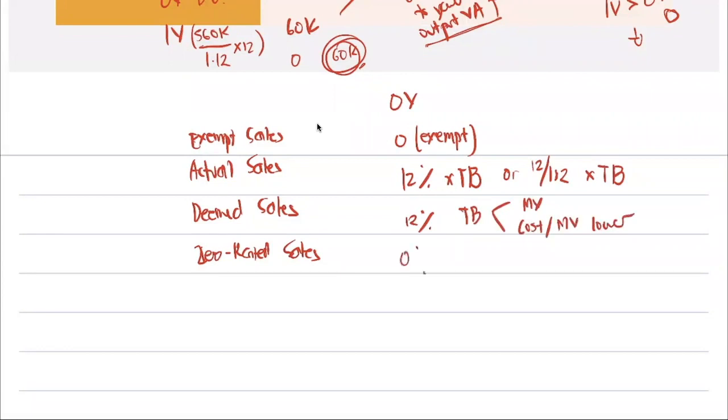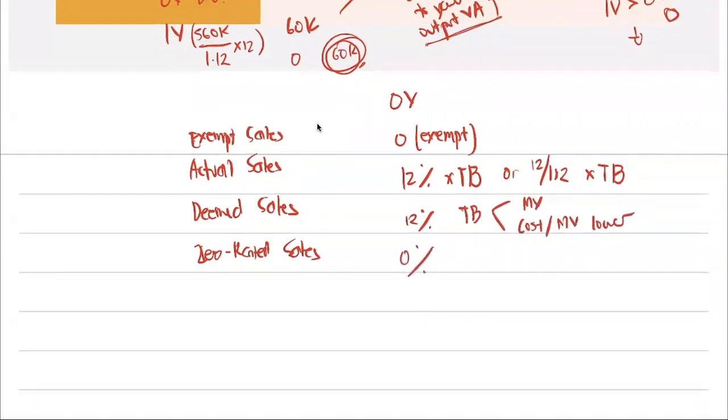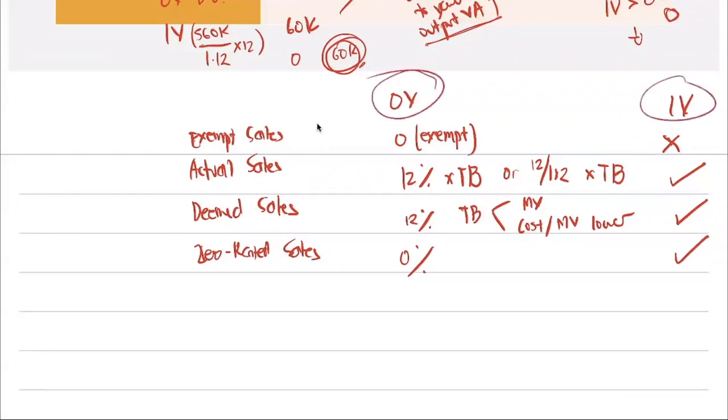Zero rated sales, 0%. Now, as to input VAT, exempt sales, no input VAT. Actual sales, there is input VAT. Deemed sales, there is input VAT. Zero rated sales, there is an input VAT. So there we outline now the differences of these different sales as to your output and your input VAT.